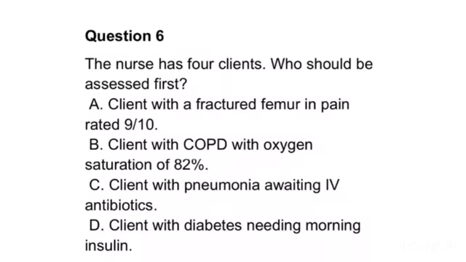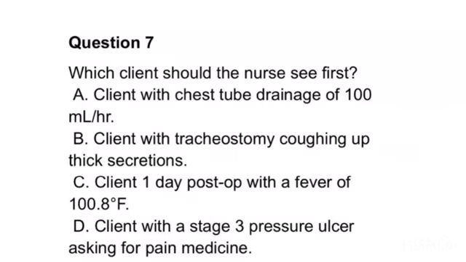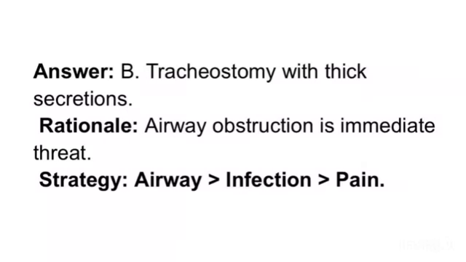Question 7. The nurse should see which client first? A. Client with chest tube drainage of 100 milliliters per hour. B. Client with tracheostomy coughing up thick secretions. C. Client 1 day post-op with a fever of 100.8 degrees Fahrenheit. D. Client with the stage 3 pressure ulcer asking for pain medicine. Answer: B. Tracheostomy with thick secretions. Rationale: airway obstruction is immediate threat. Strategy: airway, possible infection, pain.